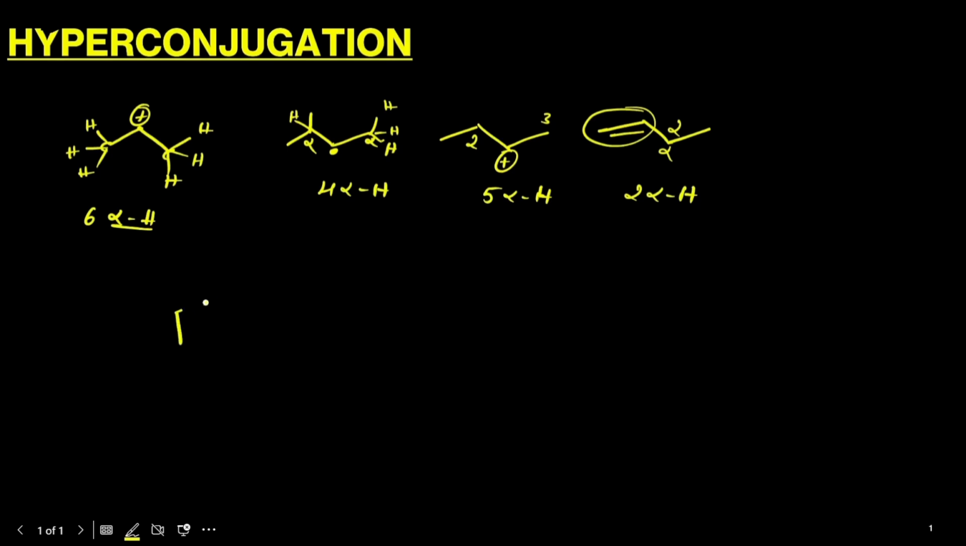Consider this one. How many alpha hydrogens are there? This is an alkene. The carbon which is attached to the alkene is the alpha carbon. Here an alpha carbon is there, here also, and here also. How many alpha hydrogens are there here? 3 alpha hydrogens. Here 2 alpha hydrogens, and here also 2 alpha hydrogens. 2 plus 3 plus 2 is equal to 7 alpha hydrogens. In this way you have to identify the alpha hydrogen atoms.